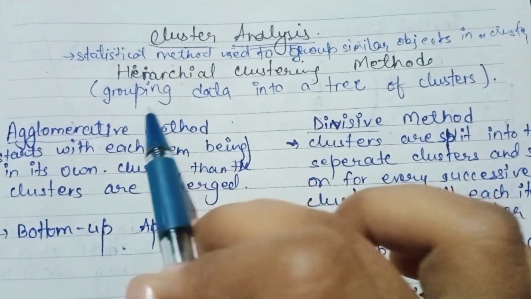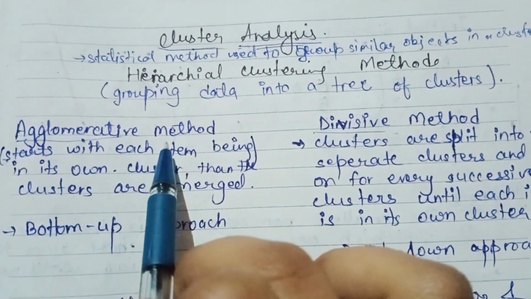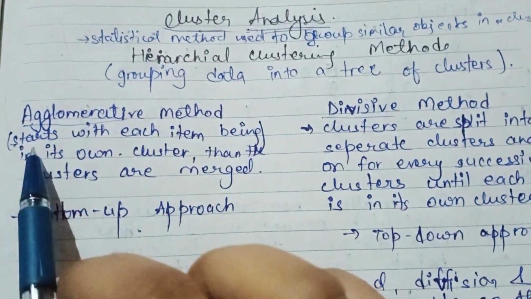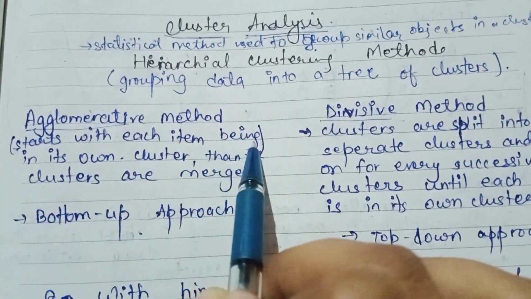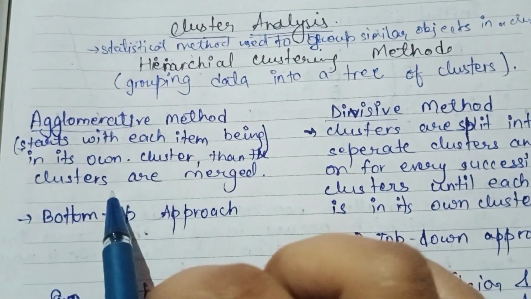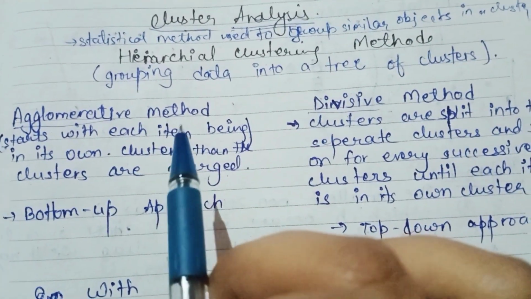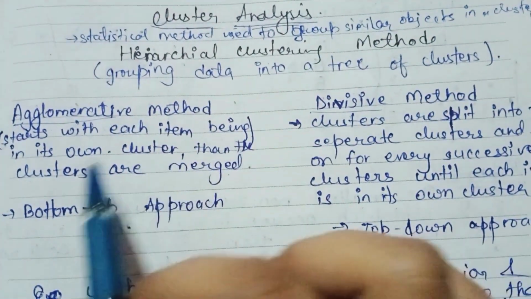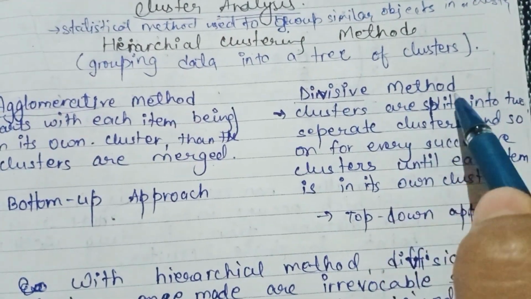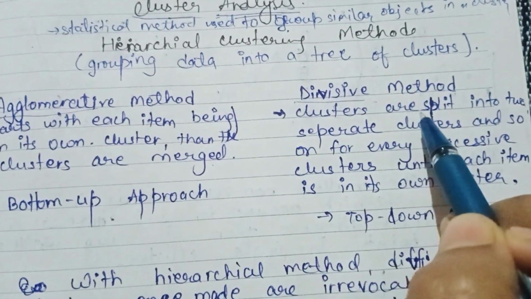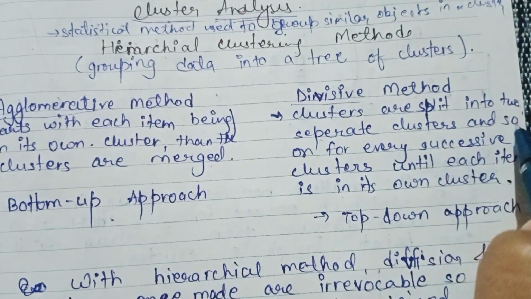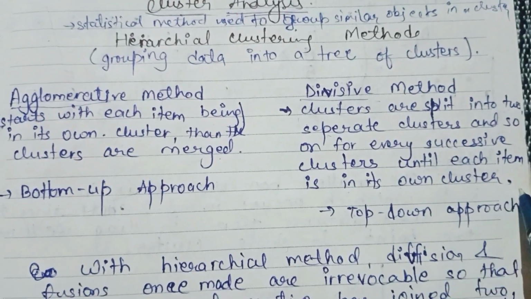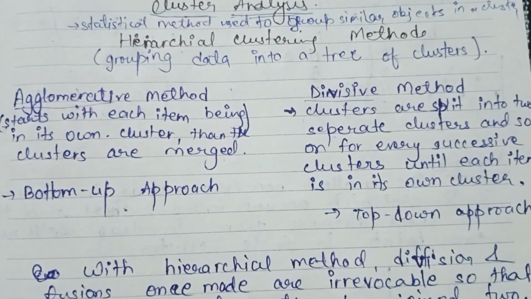Again, it is classified into two methods. First is the agglomerative method and the second one is the divisive method. In the agglomerative method, it starts with each item being in its own cluster, then the clusters are merged. Hence, the minimum number of points required to make a cluster is 1. It is also known as the bottom-up approach. In the divisive method, clusters are split into two separate clusters, and so on for every successive cluster until each item is in its own cluster. Hence, it is known as the top-down approach.